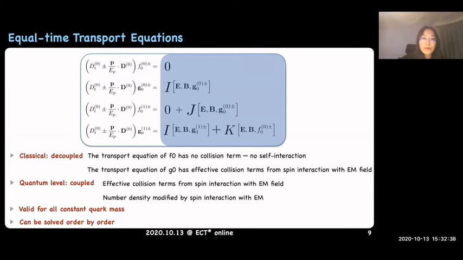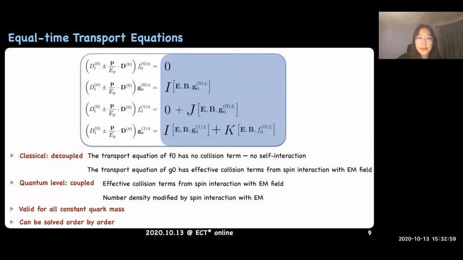And those four equations are valid no matter how large the quark mass is, as long as the quark mass is a constant, not from the chiral condensate that depends on space-time. And these four equations can be solved order by order as an initial value problem.